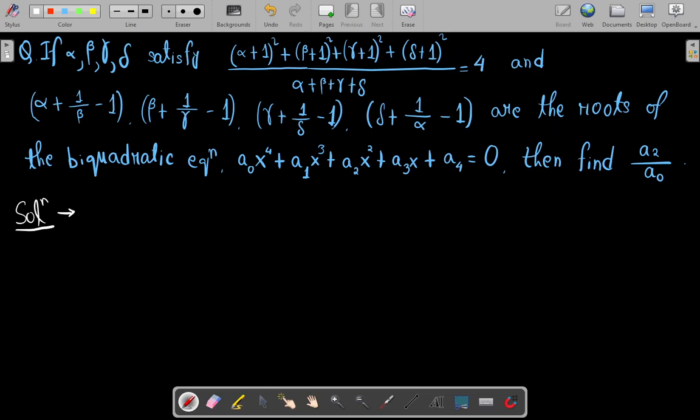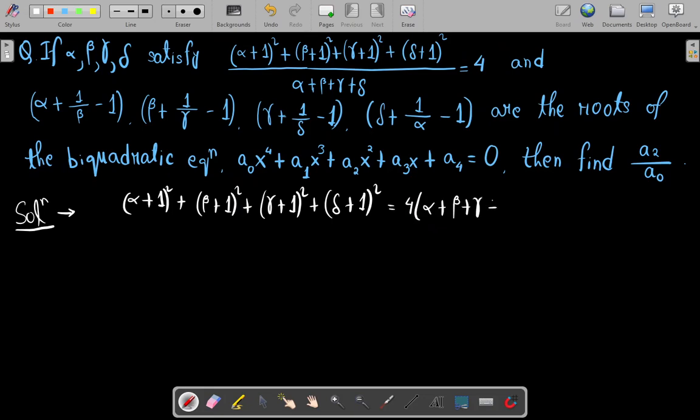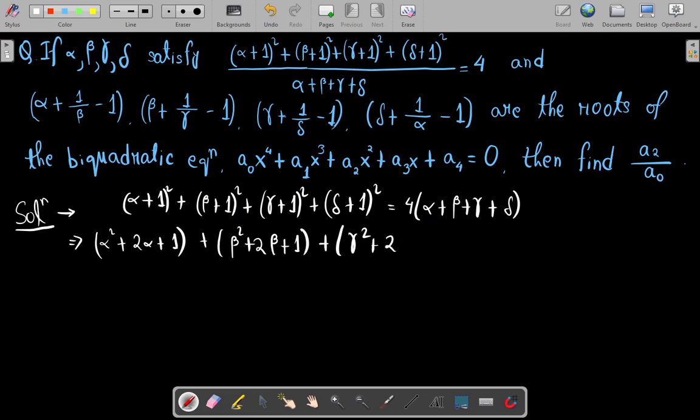Okay, so let us first start with the given condition. We are given that (α+1)² + (β+1)² + (γ+1)² + (δ+1)², if we cross multiply, is 4 times the sum α+β+γ+δ. Now on opening the squares, we get α² + 2α + 1 + β² + 2β + 1 + γ² + 2γ + 1 + δ² + 2δ + 1, equal to 4 times the sum α+β+γ+δ.